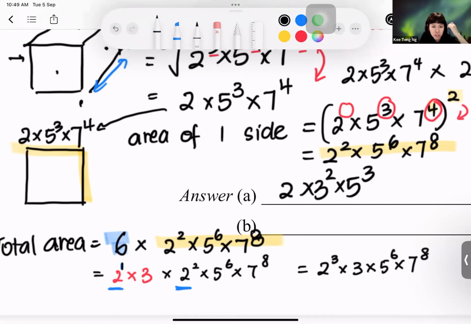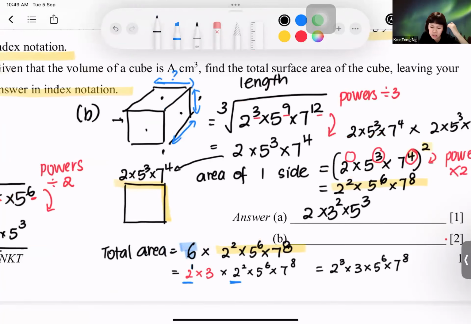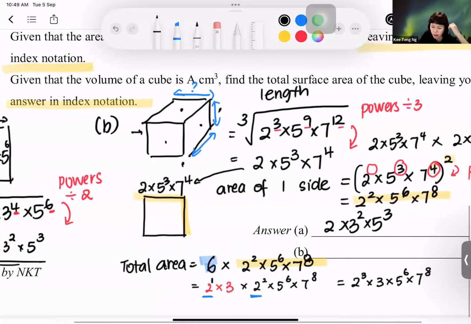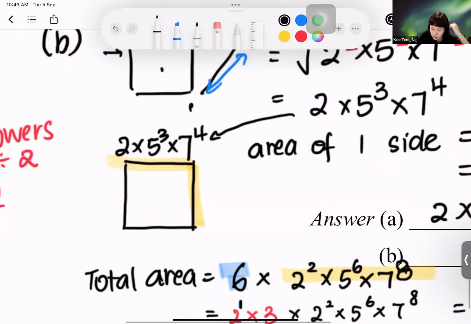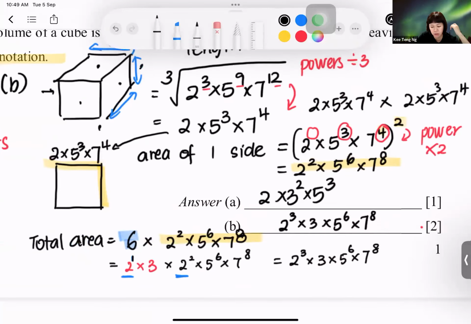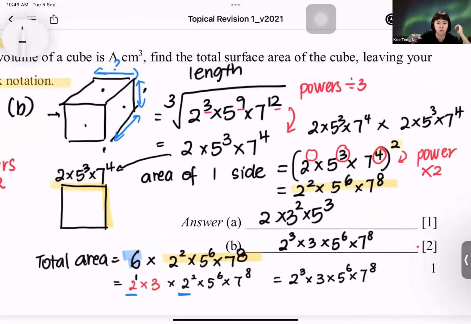The question says leave your answer in index notation. So I copy the whole thing over to the answer blank. This question is a little bit more difficult, but the steps are doable. Just need to go through the motions slowly.